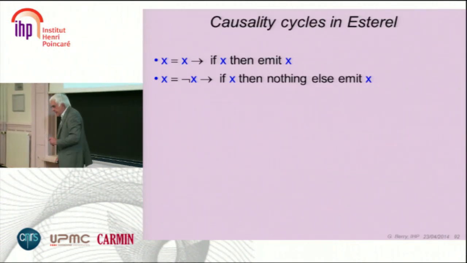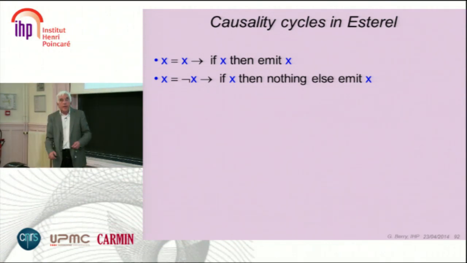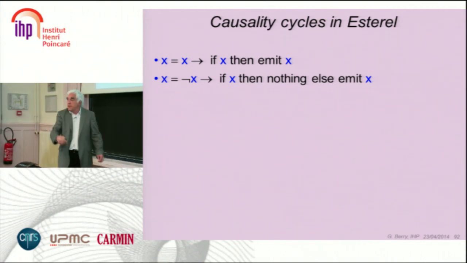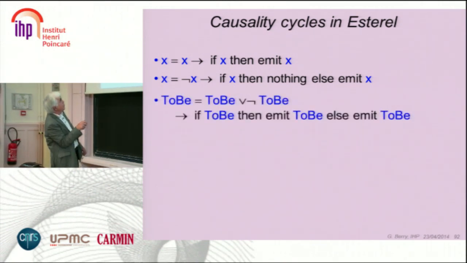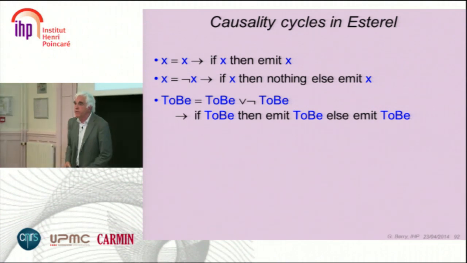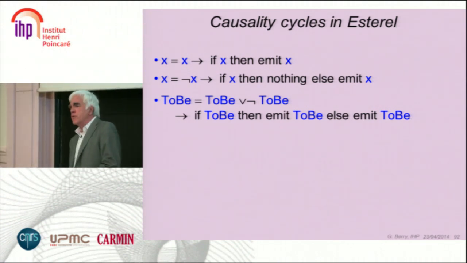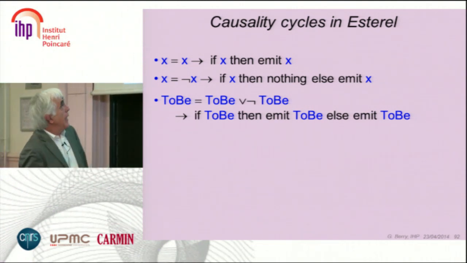It becomes, if x is there, then do nothing, else emit x. So this is inconsistent, because you say, if I hear x, then I don't emit it, so I cannot hear it, or if I don't hear it, I emit it, that's nonsense. And Hamlet is, if to be then emit to be, else emit to be. Okay, and that's more problematic. I had a lot of time to convince people that that should be nothing, and that's it.